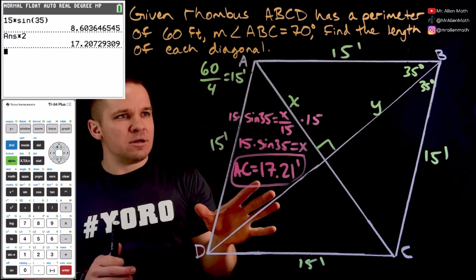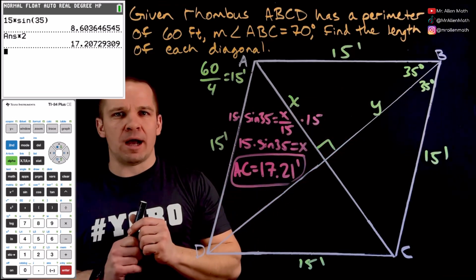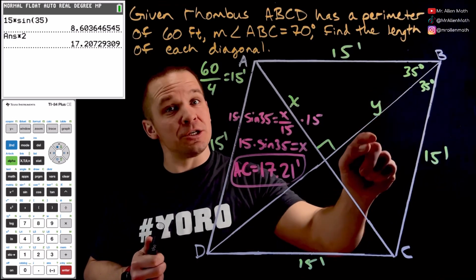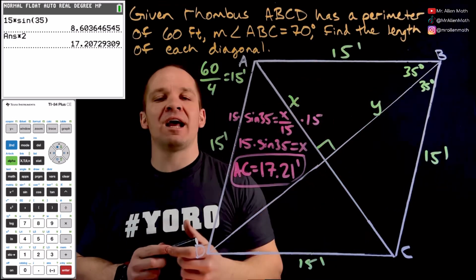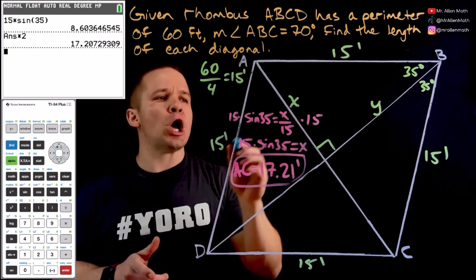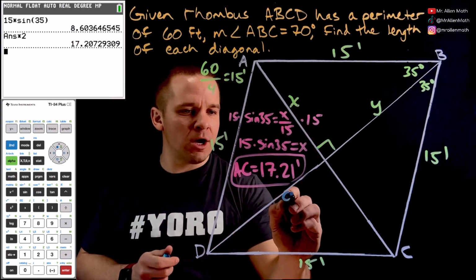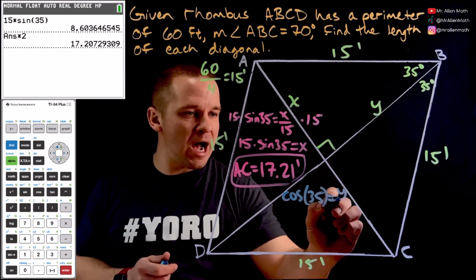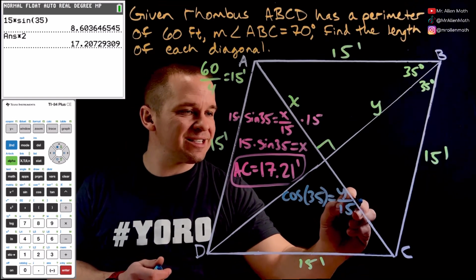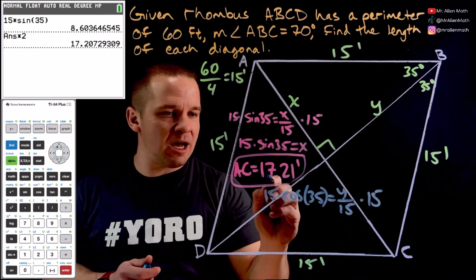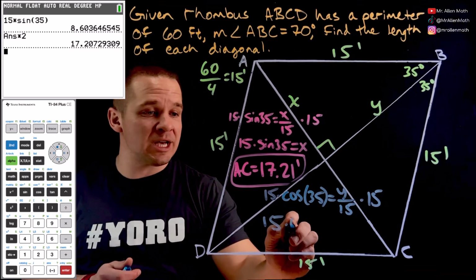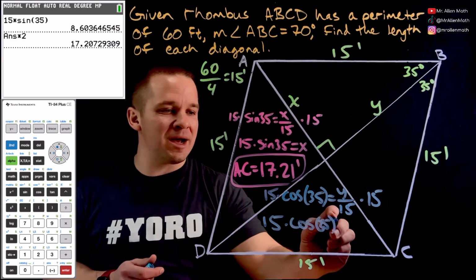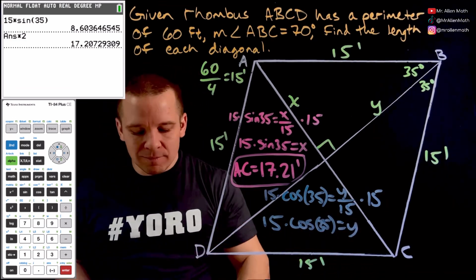All right, let's continue. Now we can solve for y, right? Kind of the same idea, except now adjacent to that 35 is my y, and I have my hypotenuse. Adjacent, hypotenuse, cosine is going to be the move. So I've got cosine of 35 degrees equal to my adjacent y over my hypotenuse of 15. Same algebra, I'm going to multiply by 15 on both sides. So 15 times the cosine of 35 is what's going into my calculator to get me that y.